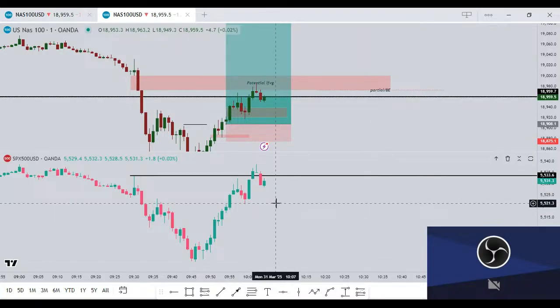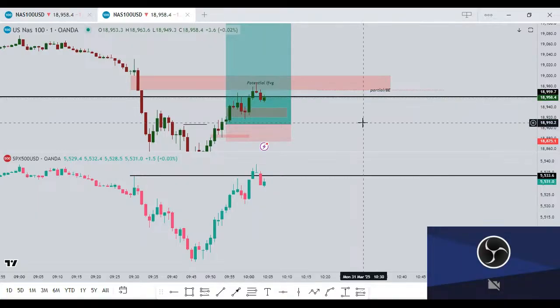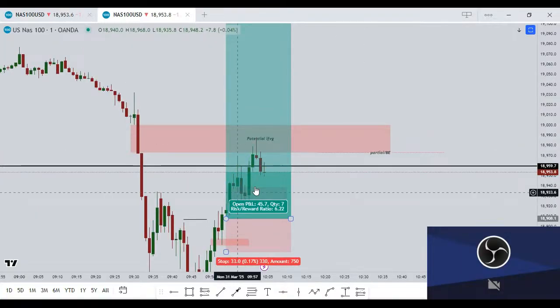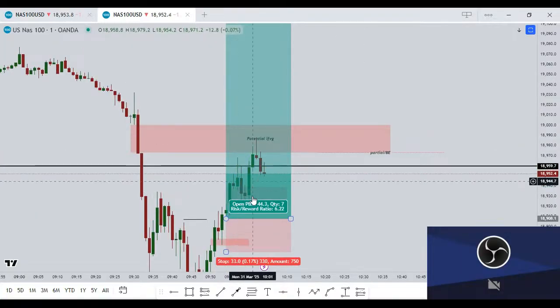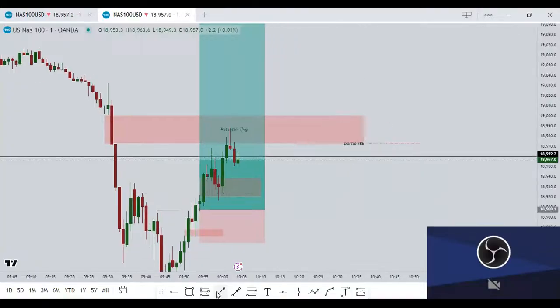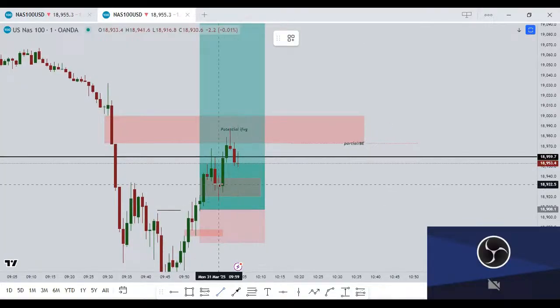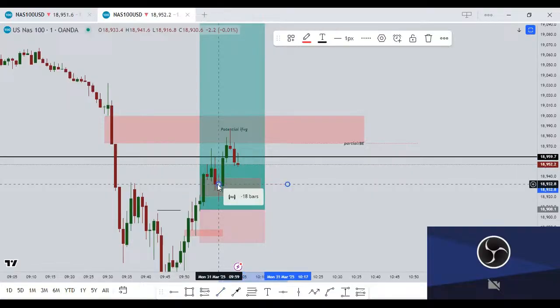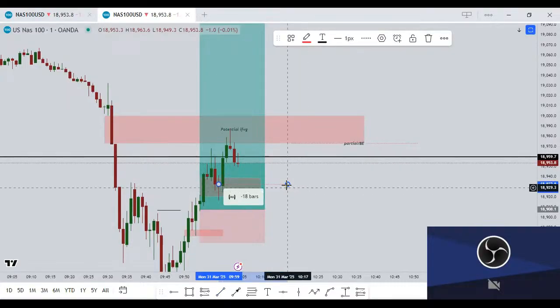SP500 took this high, very interesting, and it seems this fair value gap can hold, but let's see what happened. This order block is going to be the last level of defense. If they break this order block, then definitely they will come for those lows. This is what I believe.